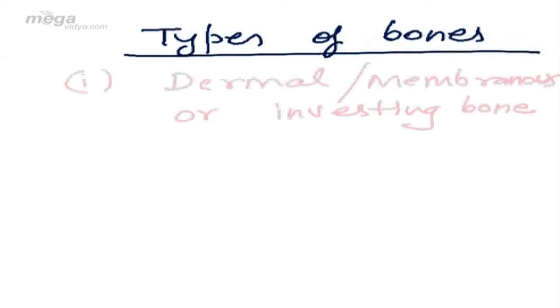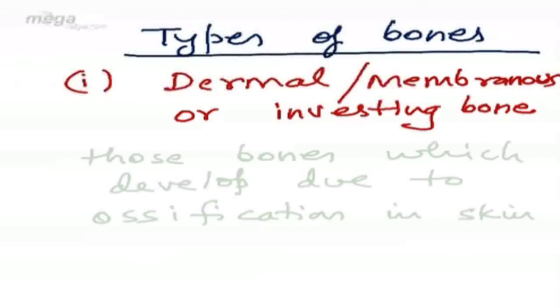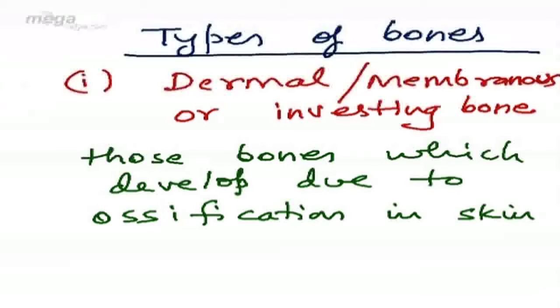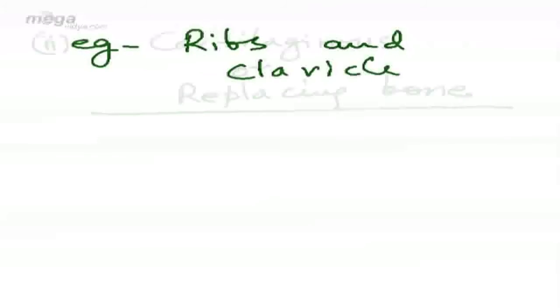Types of bones. Number 1 will be dermal, membranous or investing bone. These are those bones which develop due to ossification in the skin. Ossification word signifies the process of bone formation. Examples of dermal bones are ribs and clavicle.